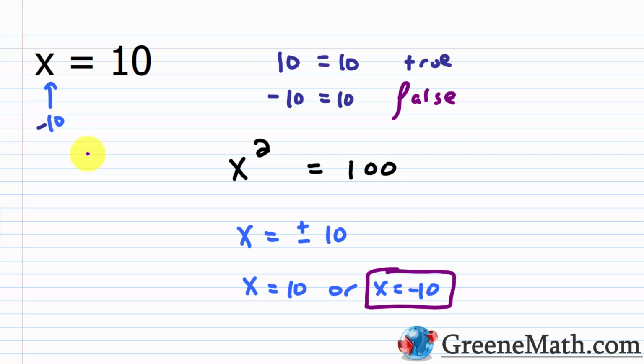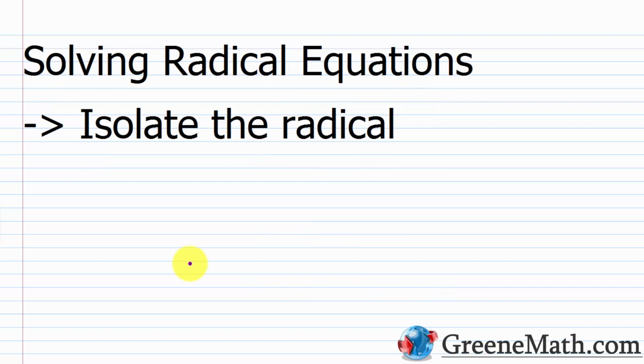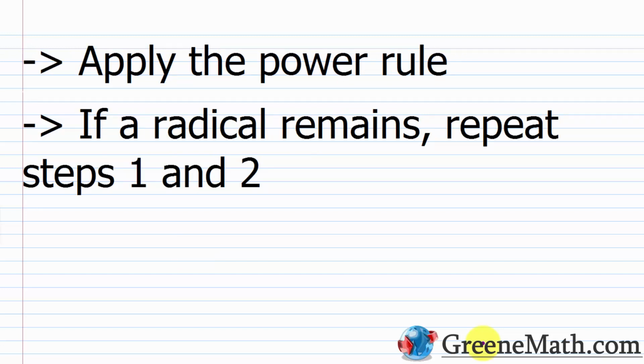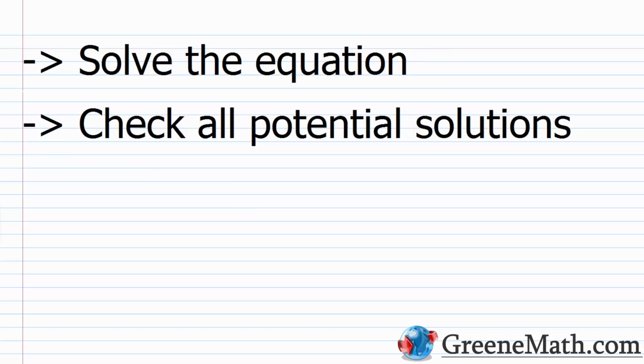To guard against this, we have to check all of our proposed solutions when we're working with radical equations. For solving radical equations, the first thing you want to do is isolate the radical on one side of the equation. Then you're going to apply the power rule. That just means if it's a square root you isolated, you raise both sides to the second power. If it's a cube root, you raise both sides to the third power, and so on. The next step is if a radical remains, you repeat steps 1 and 2. You have to isolate again, and then again, if it's a square root, square both sides. If it's a cube root, cube both sides, and so on. Once we've dealt with all the radicals, we solve the equation. Then we check all potential solutions. This is very important because, again, we want to guard against extraneous solutions.